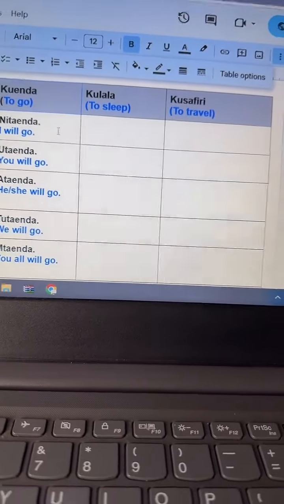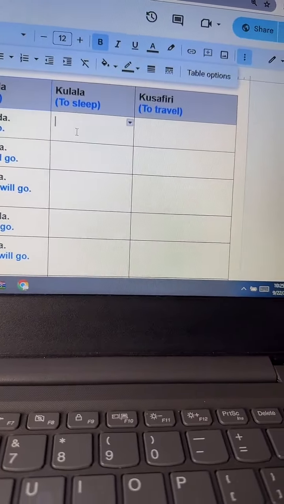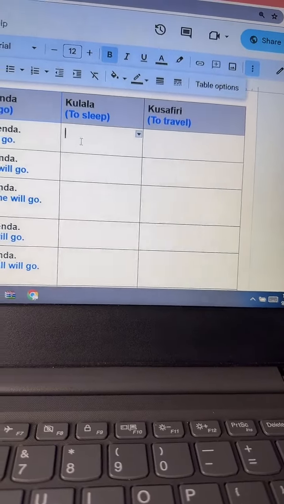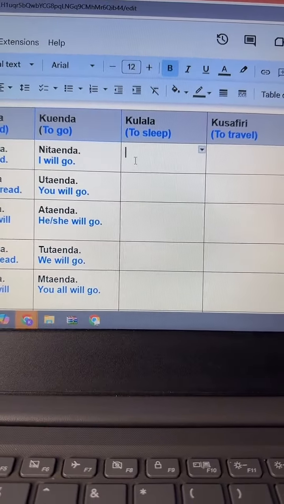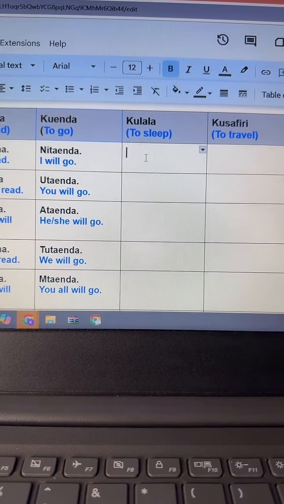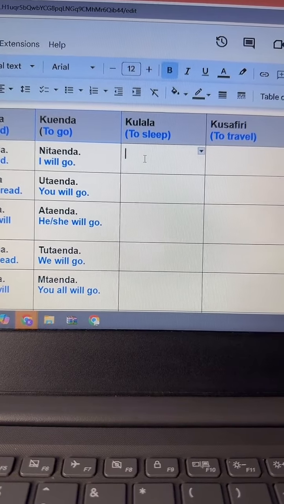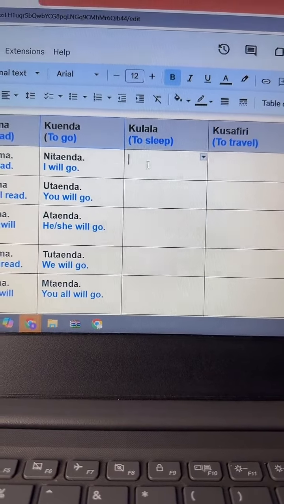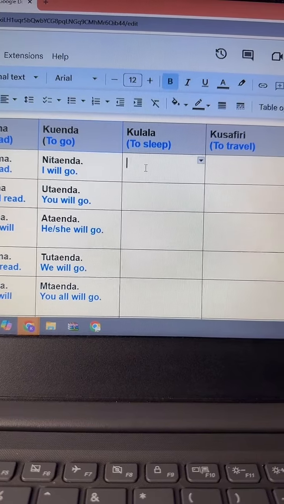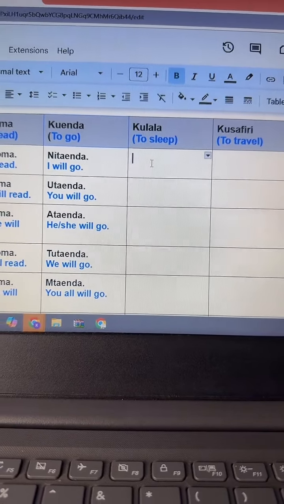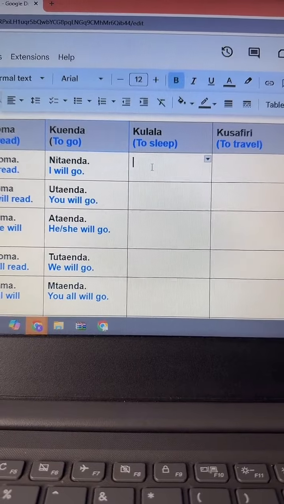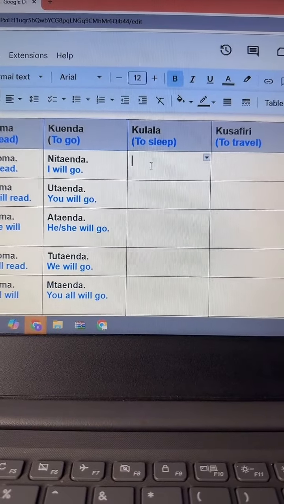We have an exercise for you. The verb is kulala. Kulala means to sleep. I want you to write I will sleep. Mimi, how do you say I will sleep? You can write in the chat, tafadhali. Andika tafadhali. I will sleep.